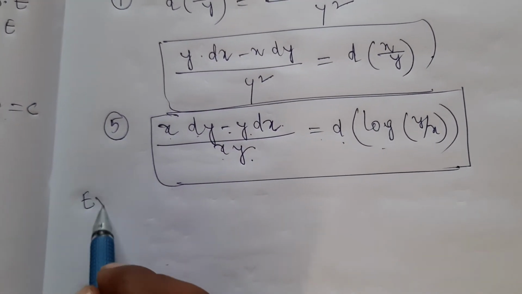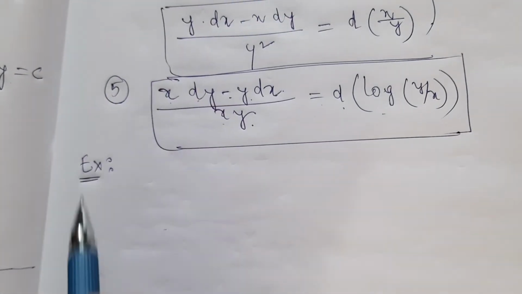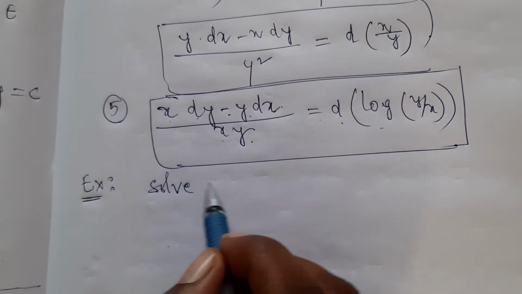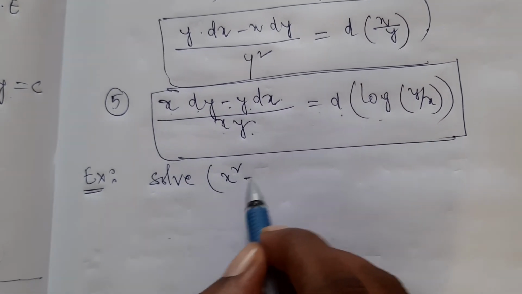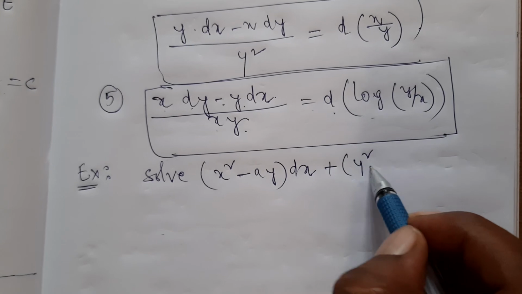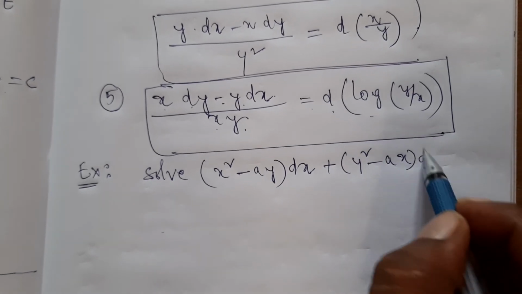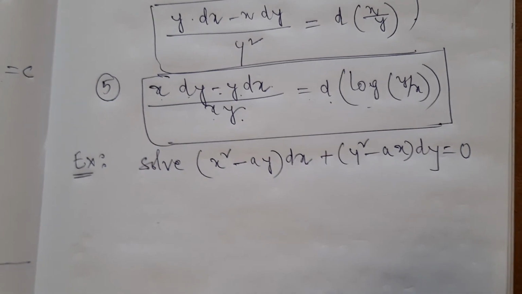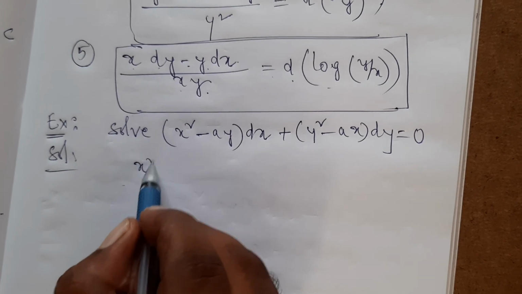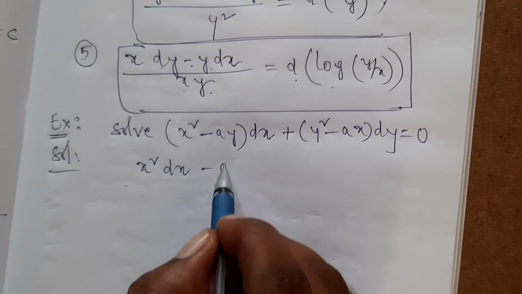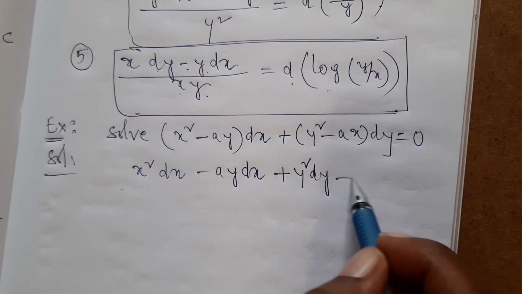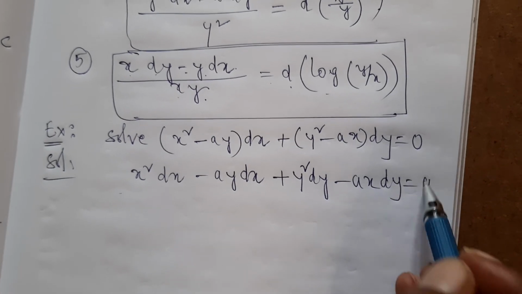Now, from a student's point of view, you may have doubt about where we can apply these integrating factors. I will give one example. Here the question is: solve (x square minus ay) into dx plus (y square minus ax) into dy equal to 0. If they give an example like this, how can you solve it? Here x square dx is one term, minus ay dx is the next, plus y square dy, minus ax dy, equals 0.